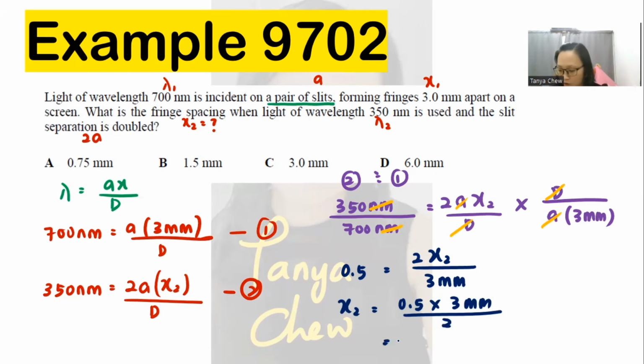So let me do my calculation. 0.5 times 3 divided by 2, and I got 0.75 mm. So the answer is A. What about IGCSE?